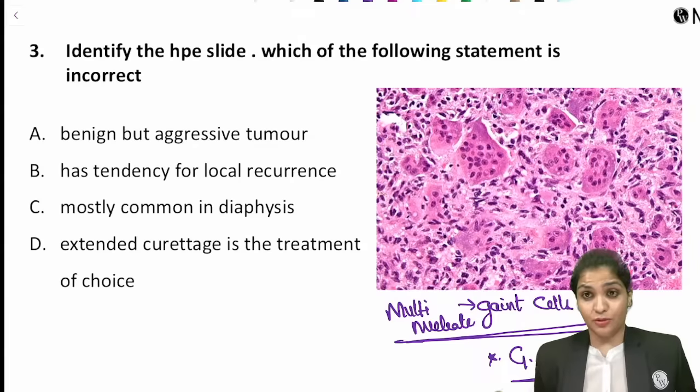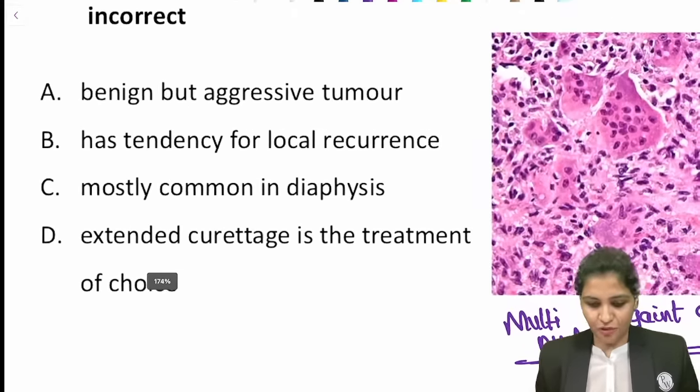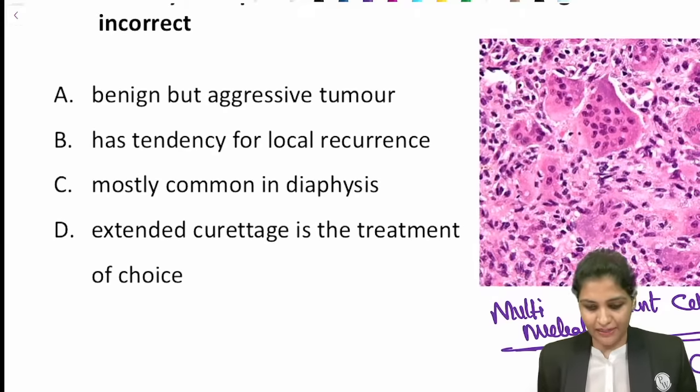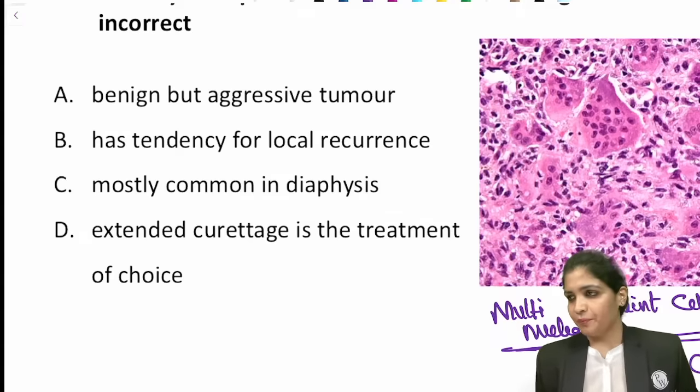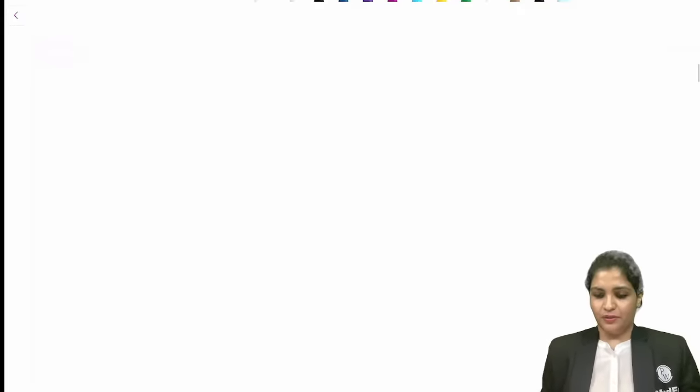So having understood that it is a giant cell tumor, now let's answer this. Giant cell tumor is a benign but aggressive tumor. It has a tendency for local recurrence and is mostly common in the epiphysis. Extended curettage is the treatment of choice. So what would be your answer? Yes, very good. Now let's learn in a little more detail about the tumors.